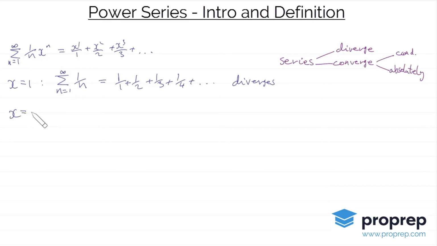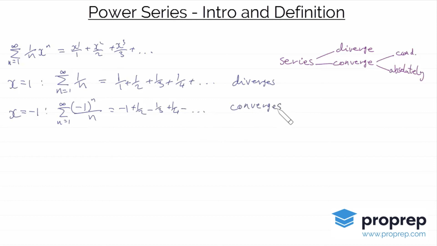Suppose I put x equals -1. Then I get the sum from 1 to infinity. If I put x as -1, I get -1 to the n over n. And if we expand this, when n is 1, we get -1 plus 1/2 minus 1/3 plus 1/4, and so on. And it turns out that this converges.